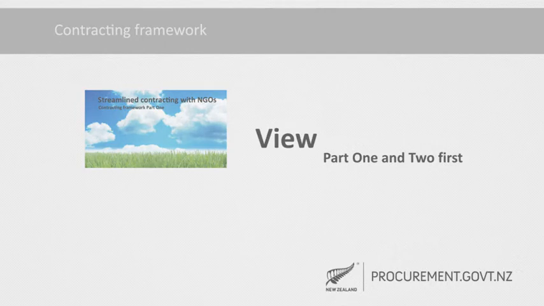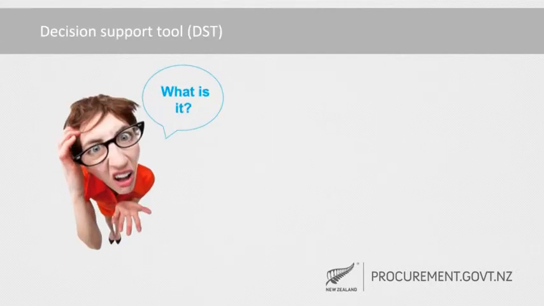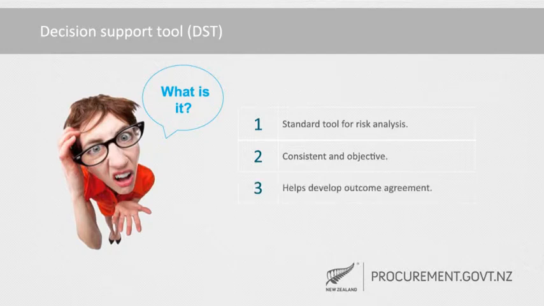The Decision Support Tool is an Excel-based tool that helps agencies identify and manage risks when they contract with NGOs. Using the tool helps guide the development of the outcome agreement by identifying what the risks are and how they should be managed. It helps agencies develop an outcome agreement and a management plan which reflect the risks related to the services the provider will be delivering. It is designed to be used after an agency has decided to enter into an agreement with a provider, but before the outcome agreement is developed. It is not a suitable tool for selecting a provider through a competitive selection process.